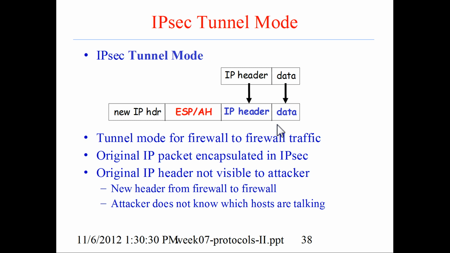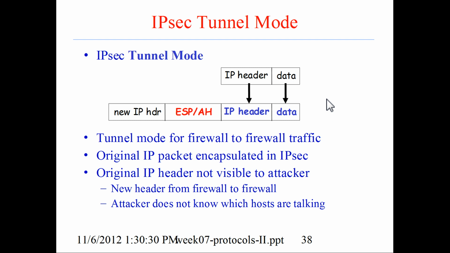In IPsec tunnel mode, it's designed to provide firewall-to-firewall communication for facilitating an encrypted tunnel, much like a VPN. The original IP packet is encapsulated in IPsec. And once IPsec tunnel mode has been established, there's going to be a new IP header, the encapsulating security payload header and authentication header, and then the IP header and the data are going to be encrypted in this tunnel and will not be viewable by an outside attacker.